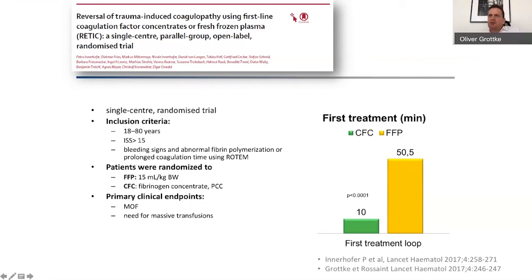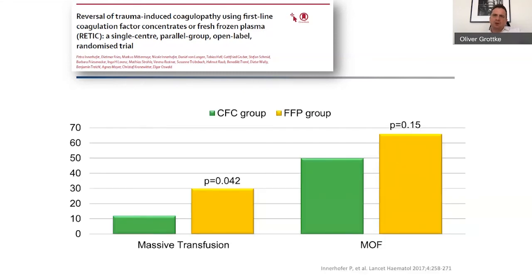If we just look here at the first treatment loop, we can clearly see that coagulation factors were significantly faster in the patients. So if we have to do fast therapy, we clearly want to go for this coagulation factor approach. Looking at massive transfusion, this was clearly significantly reduced in patients that received coagulation factors. However, MOF, multi-organ failure, was not significantly different between both groups. However, the study was terminated early because of this result, that those patients that received fibrinogen plus PCC had a lesser degree of massive transfusion.